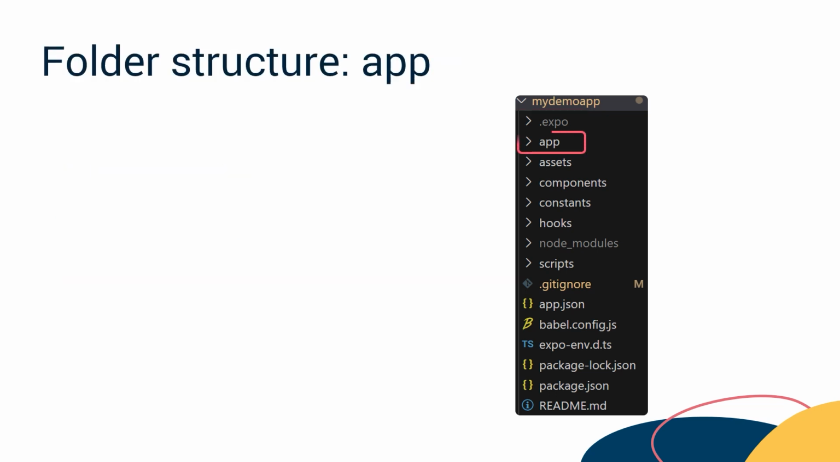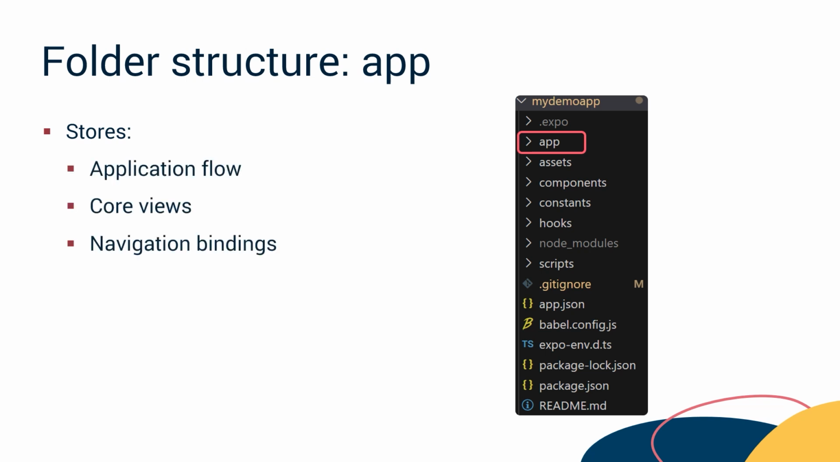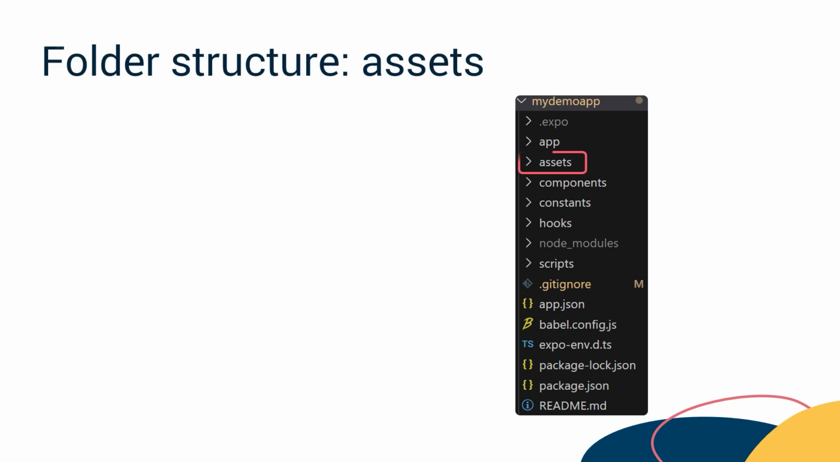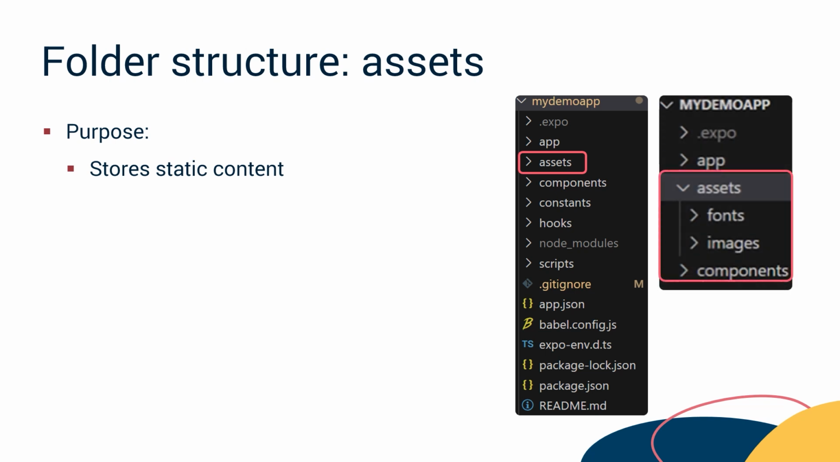Next is the app folder. It stores the major application flow, core views, navigation bindings, and other top-level entities. It can be helpful to lay out the main structure of your app here. For example, you may create separate subdirectories for screens or app functions. The Assets folder stores any static content of an application, such as images, fonts, and other media content. You can use this folder to import assets in your app. It also stores and sorts all your static files.